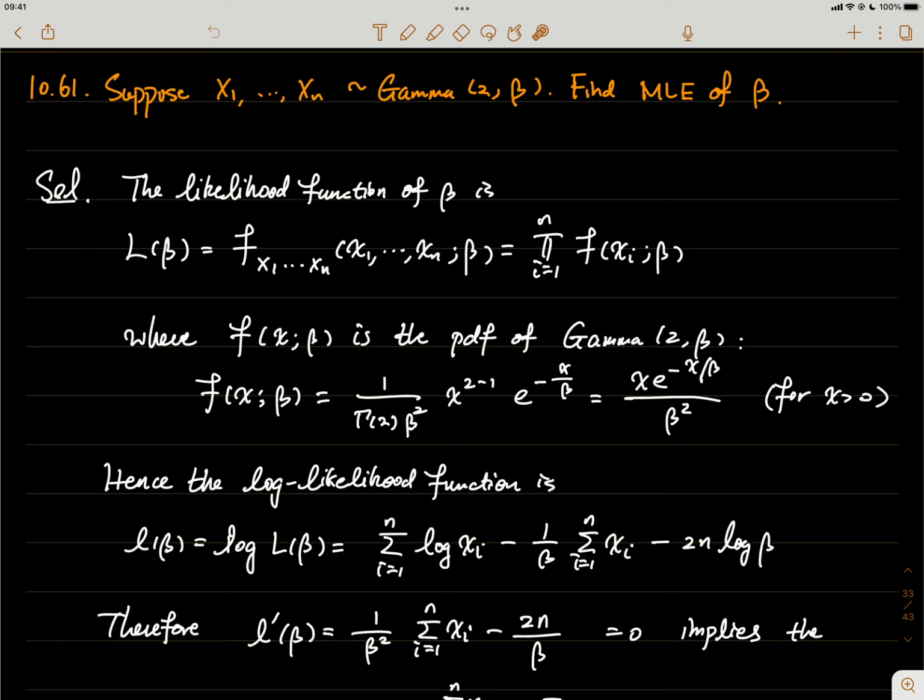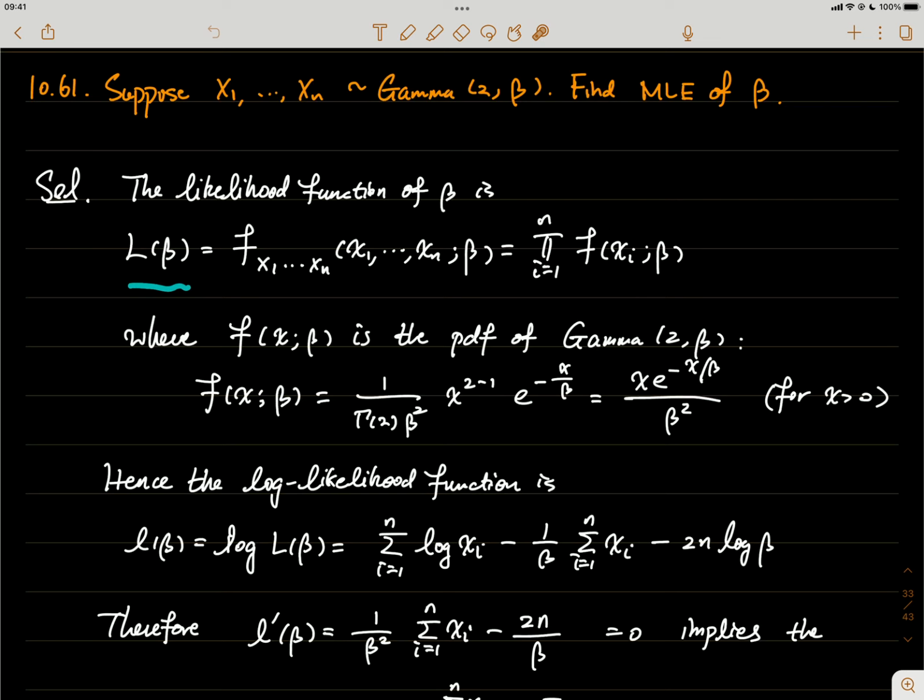Problem 10.61. Suppose we have a random sample following the gamma distribution with alpha equal to 2, and beta is the parameter to be estimated. Then find the maximum likelihood estimate of beta. So first, we write down the likelihood function of beta.